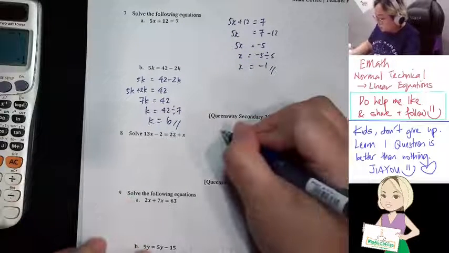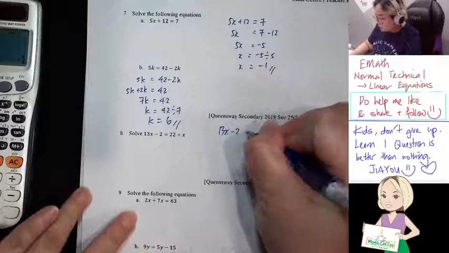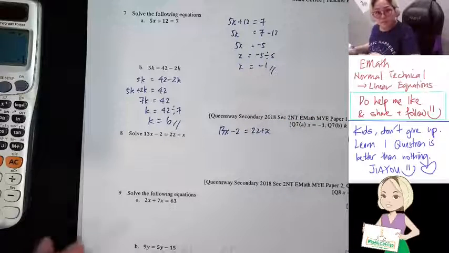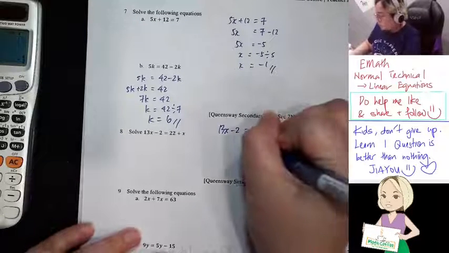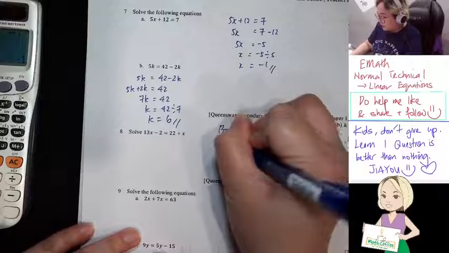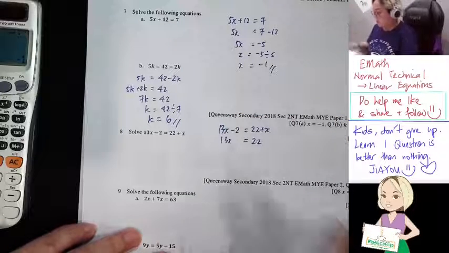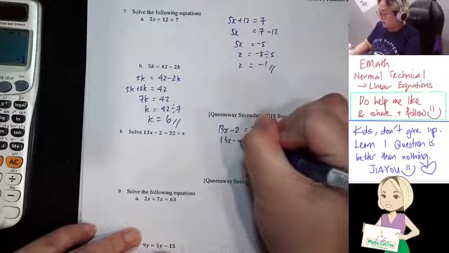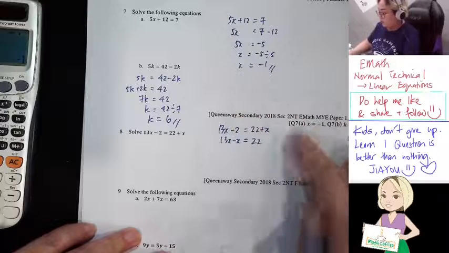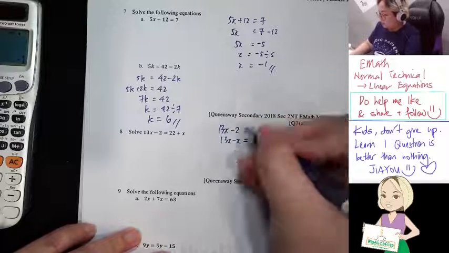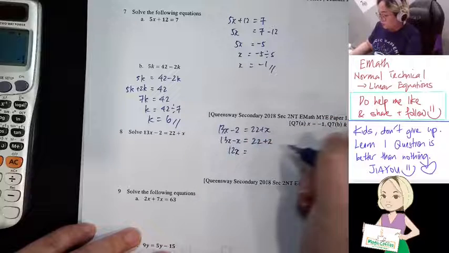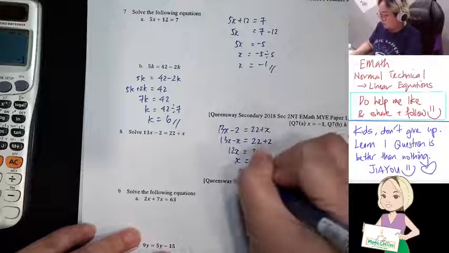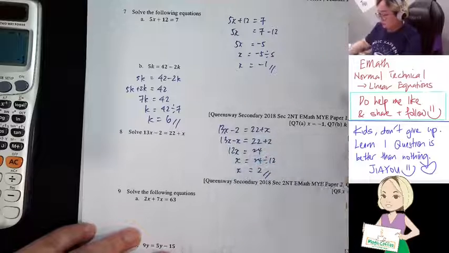Okay, let's continue. So 13x minus 2 equals to 22 plus x. So keep my equal first, 22 will remain, 13x will remain. So this plus x, need to bring to the left hand side, so it becomes minus x. Minus 2 bring to the other side, become plus 2. So it becomes 12x equals to 24. So x equals to 24 divided by 12. So my x equals to 2. Done.